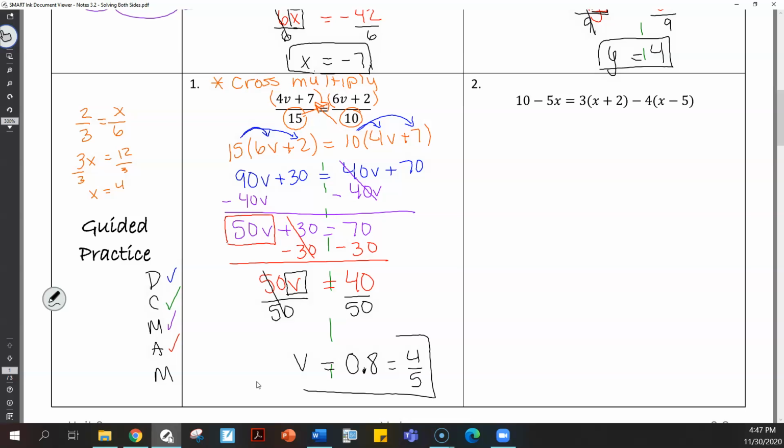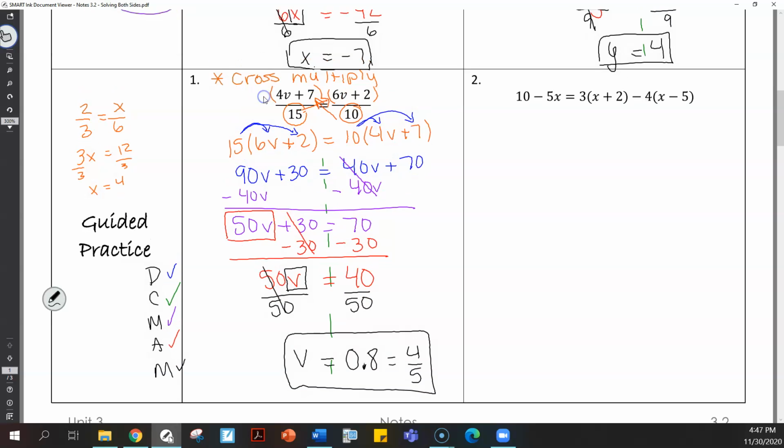Now, just because you got a fraction doesn't mean that you did this incorrectly. Remember that you can always plug it back into the original and see if it makes sense. Okay, in this case, it will work. My answer here is 4/5. Okay, so even though the setup looks weird and I need to do that little step of cross multiplying, once I've done that, I'm going to solve this the same way. So quickly, I'm going to work through number 2.